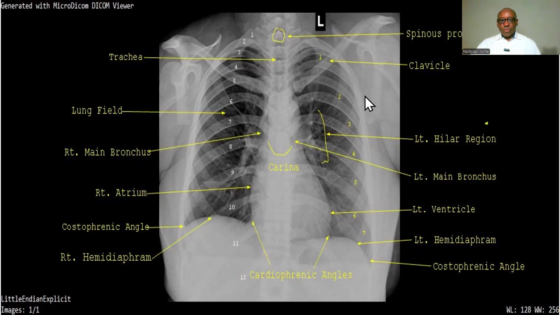Another thing we need to know with chest radiograph is that the right of the patient is the left of the person viewing the chest radiograph, whereas the left of the patient is the right of the person viewing the chest radiograph. That is to say, this is the right of the patient, and this is the left of the patient.